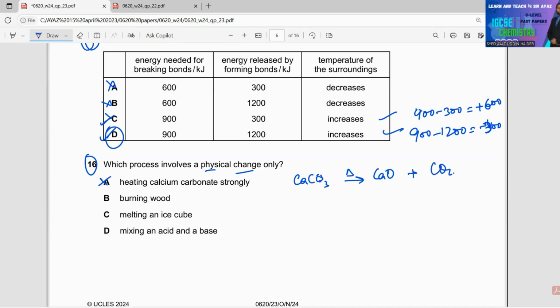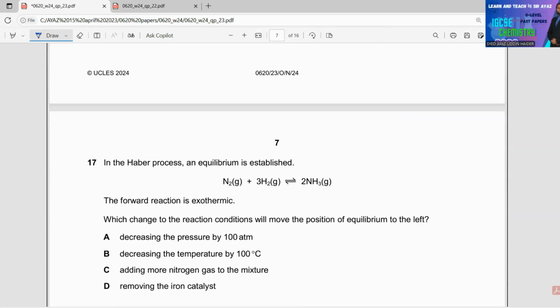A is incorrect. Burning wood, it releases carbon dioxide plus carbon monoxide plus water. So this is also chemical change. It's not physical change. Melting an ice cube. This must be the right statement. Last one, mixing an acid and a base. This is also incorrect because this gives salt and water. So C must be the right answer in this case.